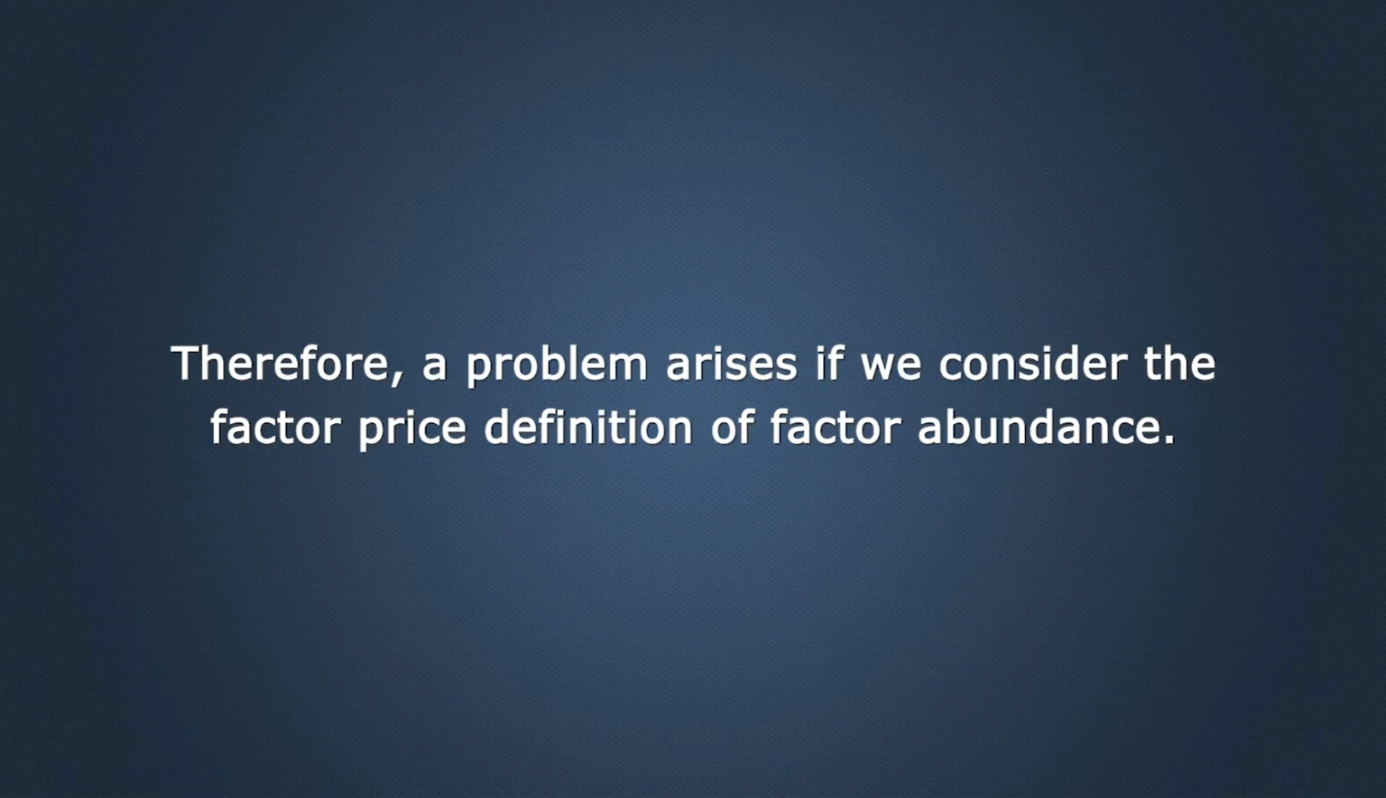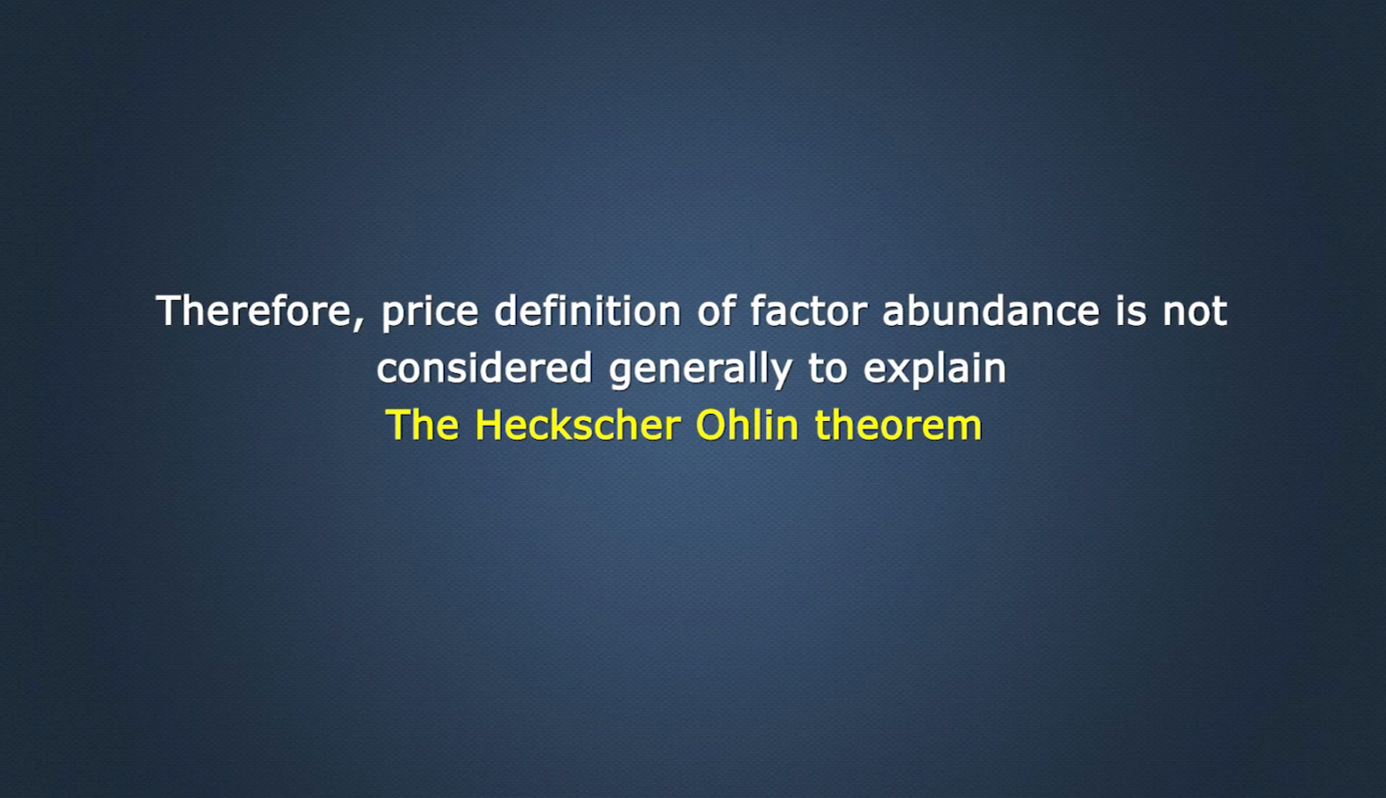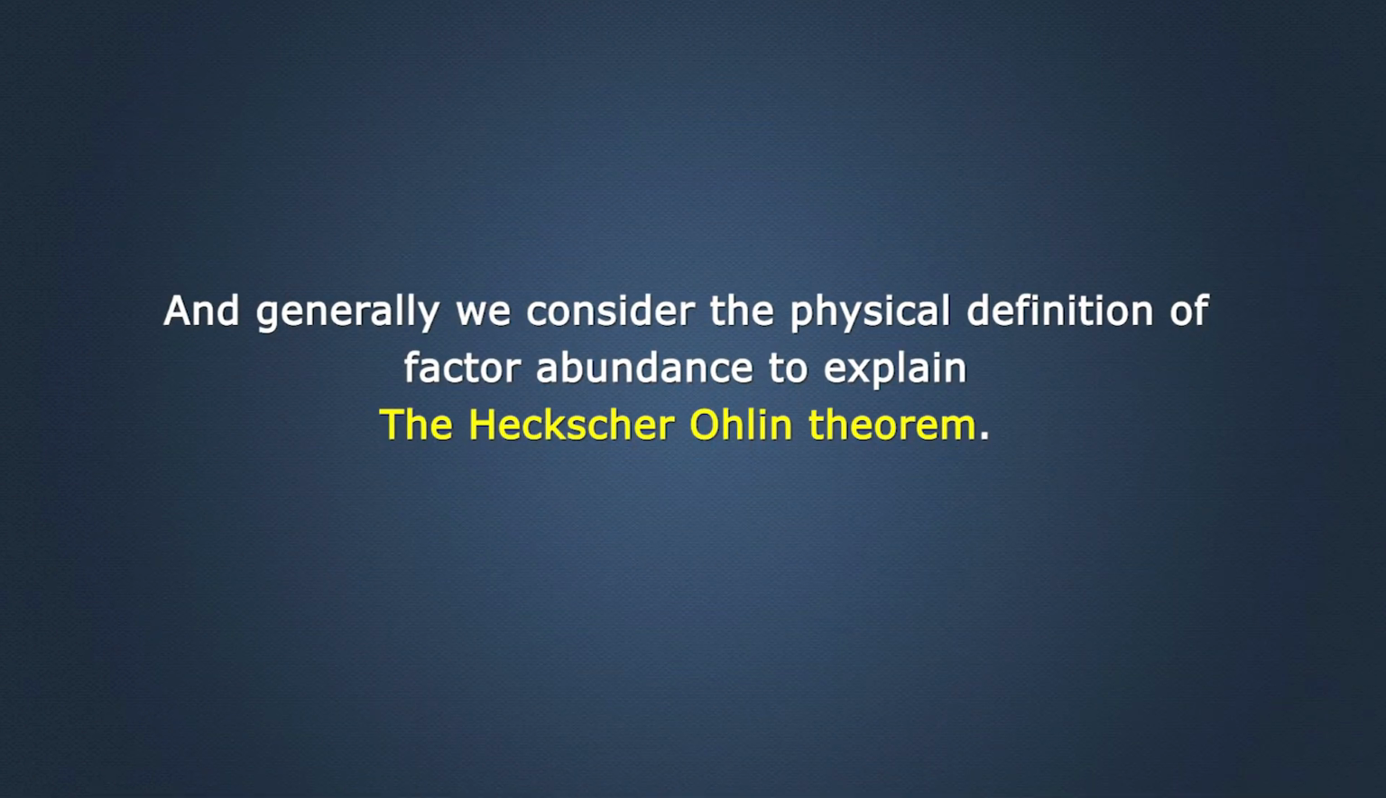Therefore, a problem arises if we consider the factor price definition of factor abundance. Therefore, the price definition of factor abundance is not considered generally to explain the Heckscher-Ohlin theorem, and generally we consider the physical definition of factor abundance to explain the Heckscher-Ohlin theorem. Now, we consider the assumptions of the Heckscher-Ohlin model on the basis of which the model is developed.